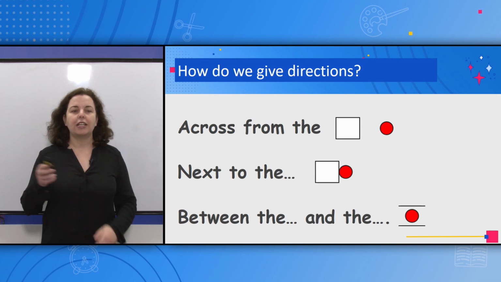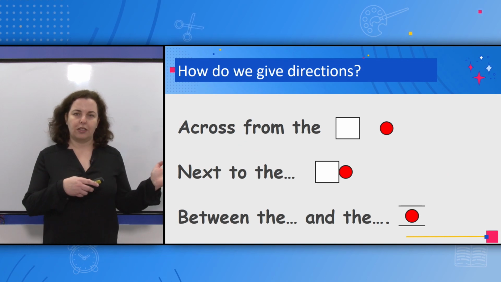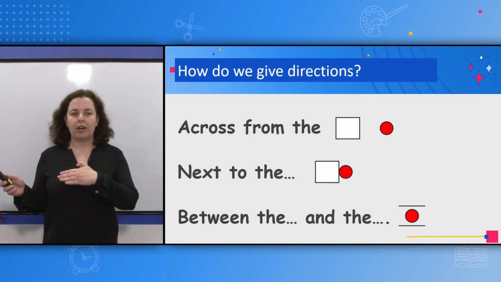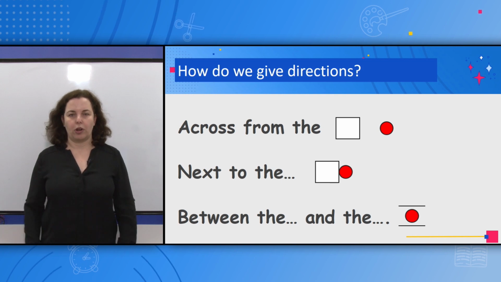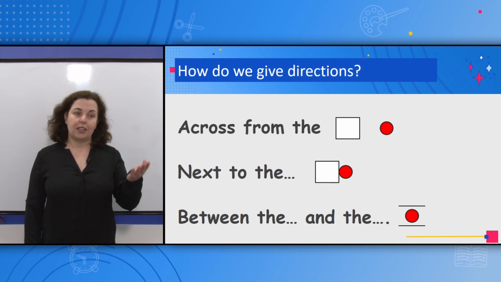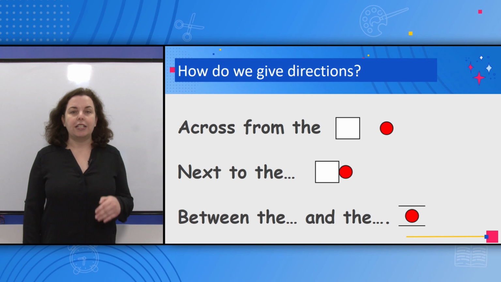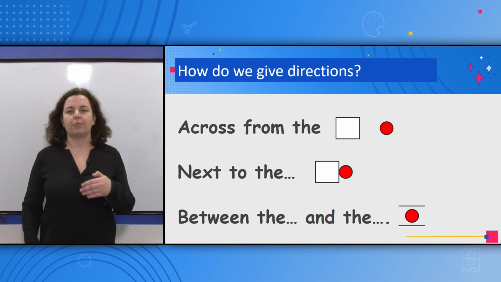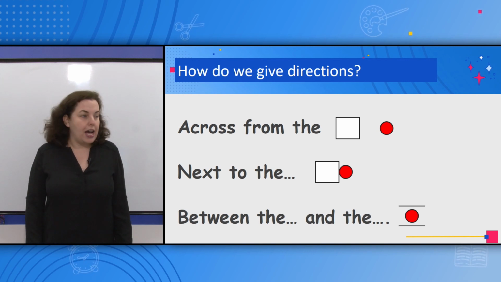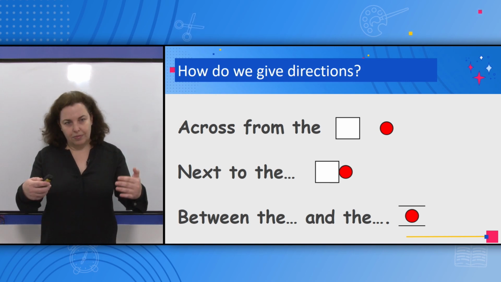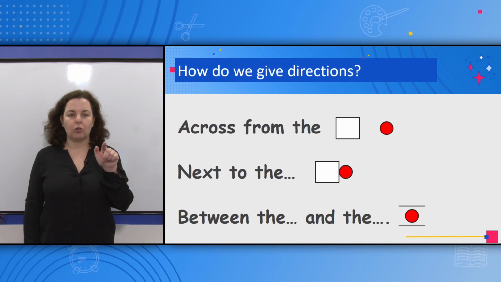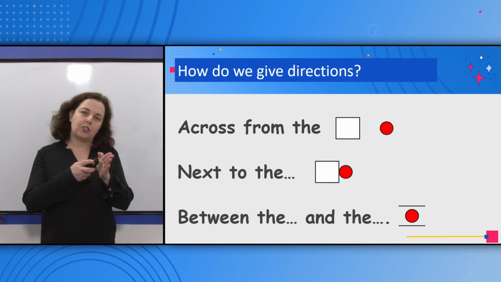Across from. Do you see the square and the circle? The square is across from the circle. The circle is across from the square. This next point is next to the something. Next to the. I am next to the board. Next to the something. See the square and the circle? The circle is next to the square.